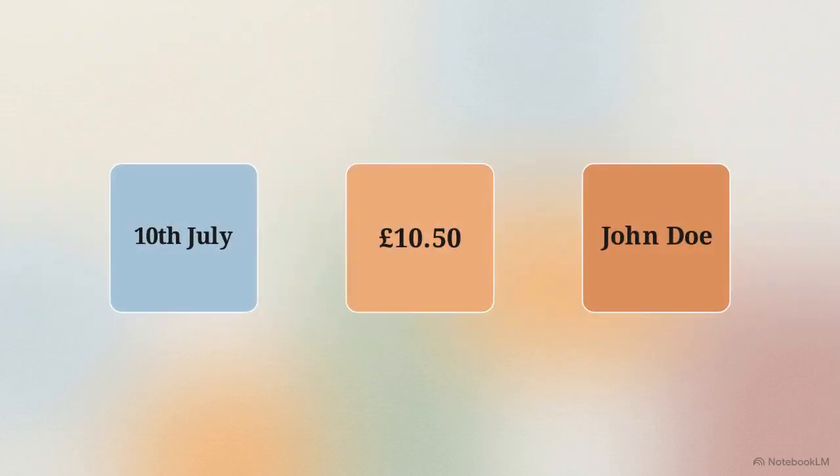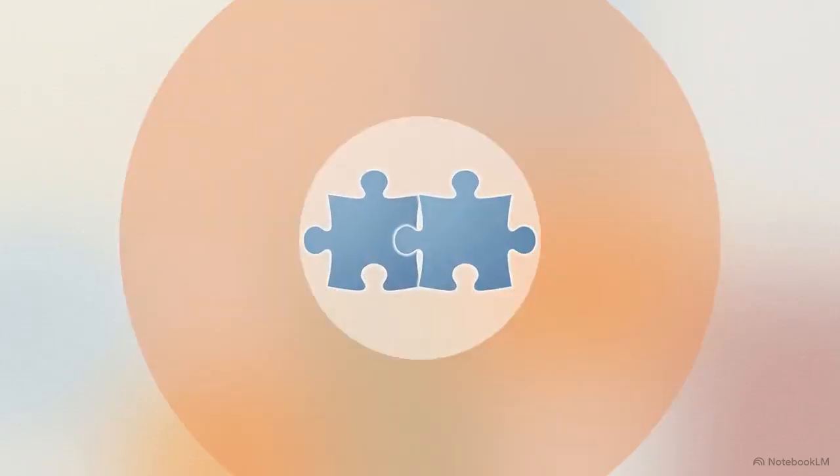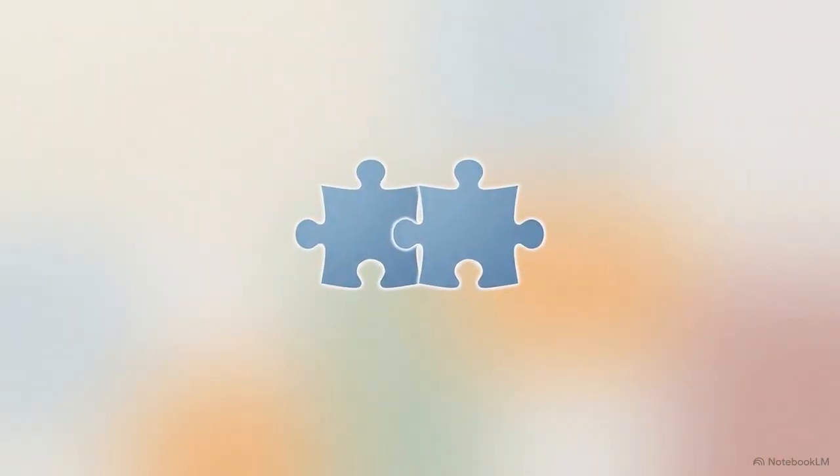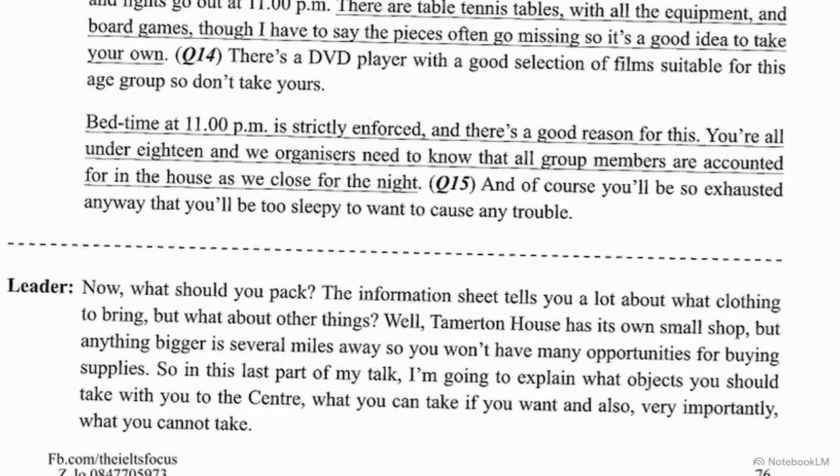The targeted data also shifts. We move from raw facts to causal justifications, identifying the specific reasons why a rule or situation exists. This section of the transcript, corresponding to question 15, outlines the enforcement of a strict 11 p.m. bedtime rule at a study center.